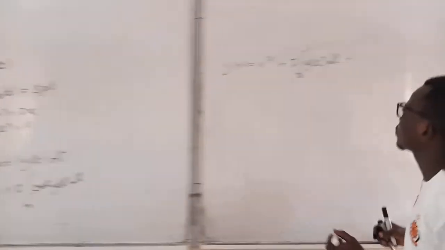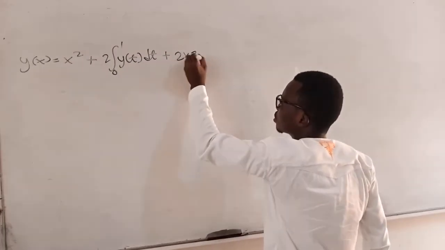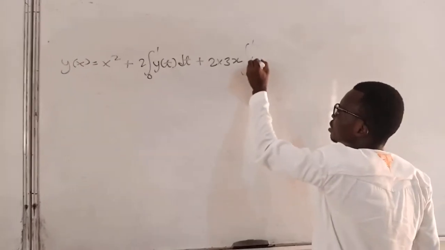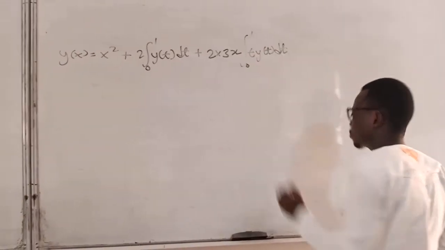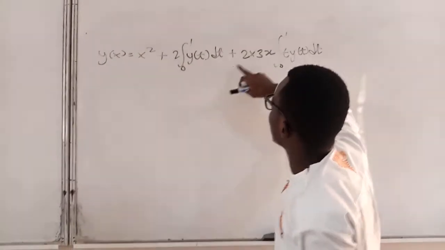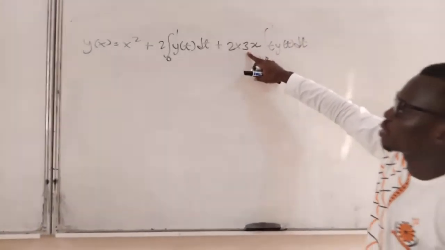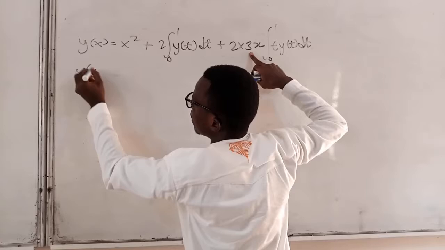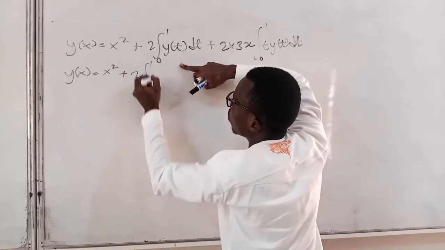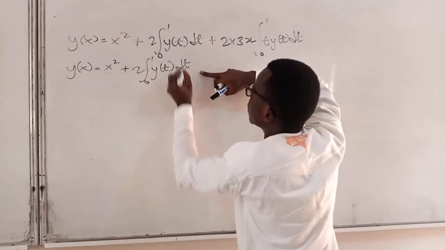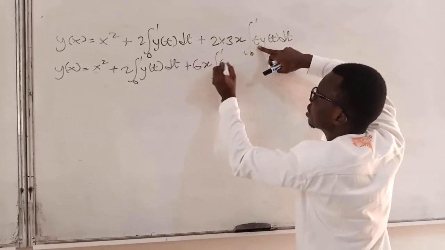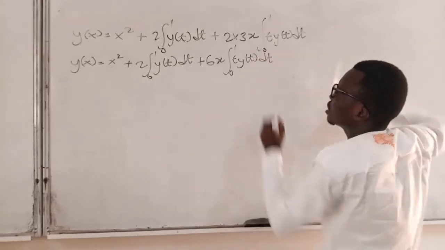2 times 3s integral from 0 to 1, then there is t there, so t y(t) dt. So this equation becomes, 2 times 3 becomes 6. We're going to have y(s) equals s squared plus 2 integral from 0 to 1 y(t) dt plus 6s integral from 0 to 1 t y(t) dt.